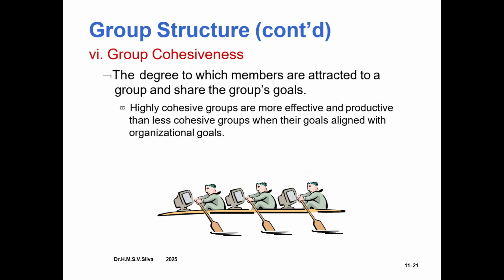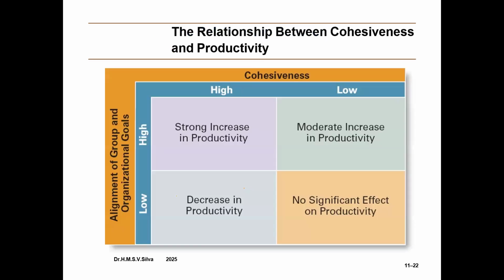Therefore, highly cohesive groups are more effective and productive than less cohesive groups when their goals are aligned with organizational goals. So always make sure that work goals align with organizational goals. The organizational goal should align with the strategy, vision, and mission of the company. So this proper alignment of vision, mission, goals, objectives, and strategies should align properly with the work goals, strategy, etc.